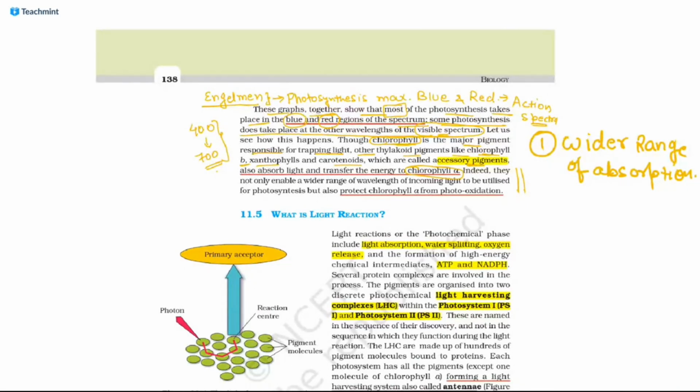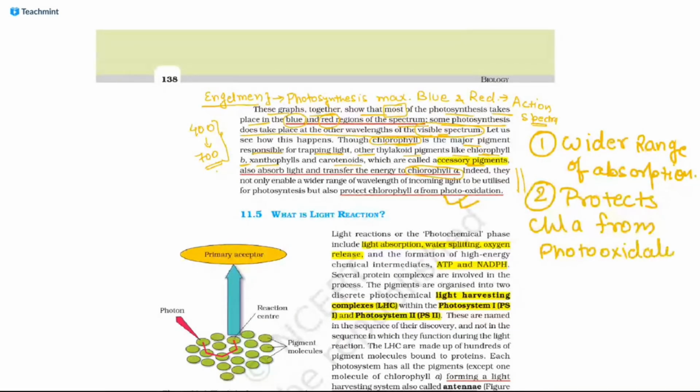So the wider range of absorption will take place. That is point number one. The second benefit is that this accessory pigment protects chlorophyll A from photooxidative damage. Understood? So second, this accessory pigment protects chlorophyll A from, here it is given, photooxidation. So we will call it photooxidative damage.